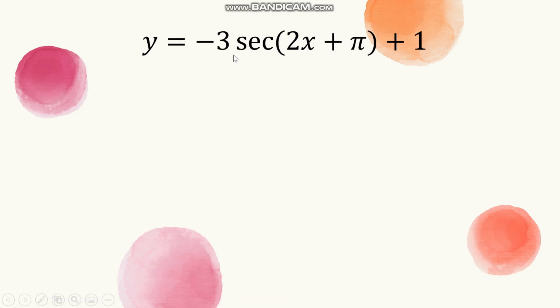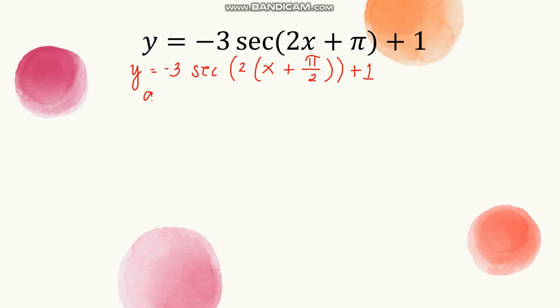And for our last example, let's have this one. Like what we did with our previous example, we also have to factor out the b. So we factor out 2 here, so we have x plus pi divided by 2, which is pi over 2, and then plus 1. After you factor out b, we can now identify the values. For a, negative 3; b, we have 2. For c, it's again positive, so that means c is negative pi over 2. And then d is equal to 1.